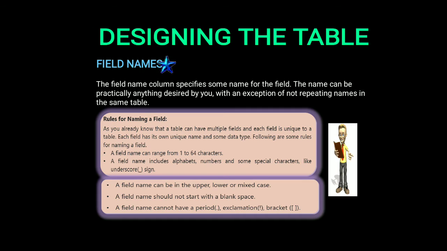We should keep in mind the following rules while giving a field name. A field name can range from 1 to 64 characters. A field name can include alphabets, numbers and some special characters like the underscore sign only. Next, it can be upper, lower or mixed case, and it should not start with a blank space. Next, it cannot have a period, exclamation mark, bracket or special sign.